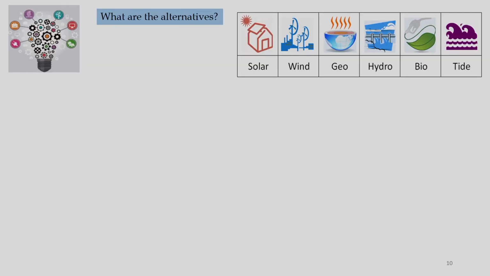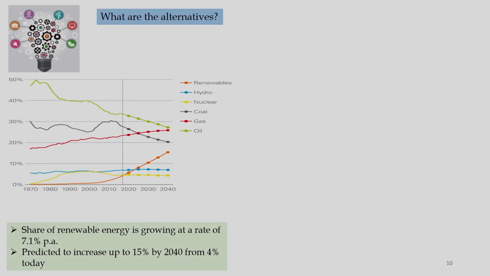So, what are the alternative sources we have? We have many, like solar energy, wind energy, geothermal energy, hydro energy, bioenergy and tidal energy. Now, let us see this figure, how the share of all the energy sources varies with time. So, from 1970s to 2040, from 2020 to 2040 is a prediction and these are the actual values.